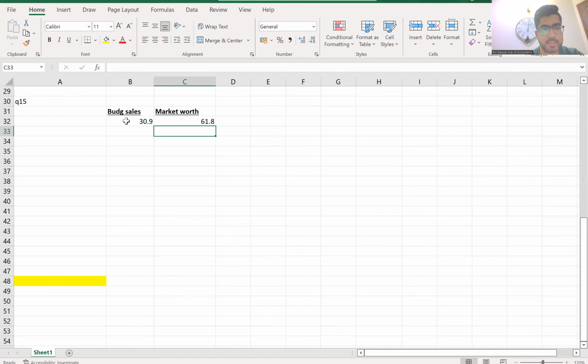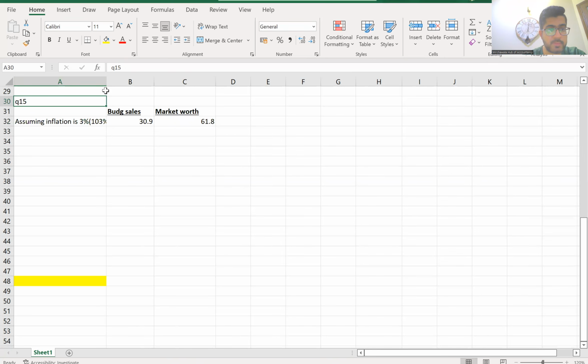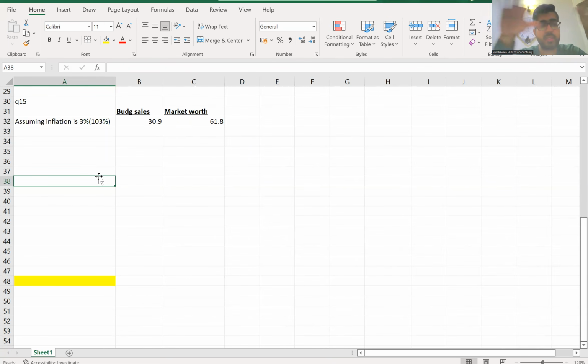So the company made a budget assuming inflation is 3%. Budgeted sales 30.9, market 61.8, but this budget was made assuming inflation is 3%. That means both these budgets were made at 103%, because you assumed that inflation is 3%, and you made two budgets: sales 30.9 million and market 61.8 million.